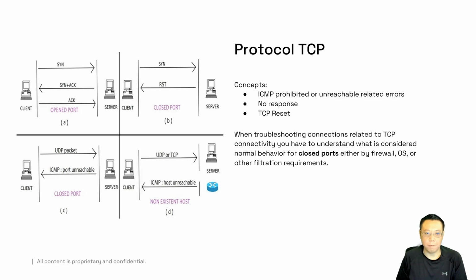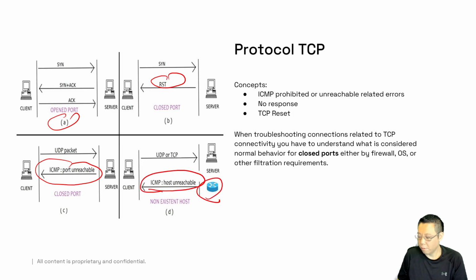Let's look at TCP in terms of what kind of normal behavior patterns we should expect for troubleshooting. With an open port, we have a full connection with a 3-way handshake, which is A right here. With a closed port, we have two different options. We have a reset sent from the endpoint host, or from a router, port unreachable via an ICMP message, or perhaps host unreachable, non-existent host.